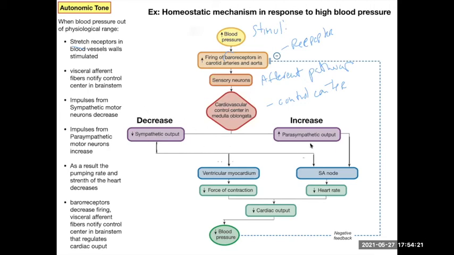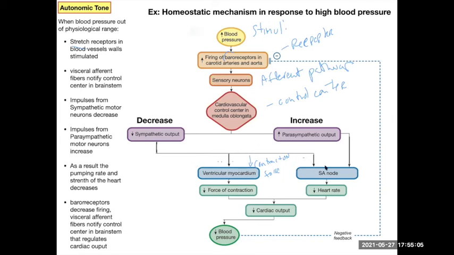right? And in this case, we have an increased amount of blood pressure, and what we're going to do is decrease the sympathetic output and increase the parasympathetic output. Normally your sympathetic increases your contraction force; that's what this ventricular myocardium means, your pumping chamber. It's going to decrease, so the force of contraction decreases, and that's going to cause a decrease in the cardiac output.